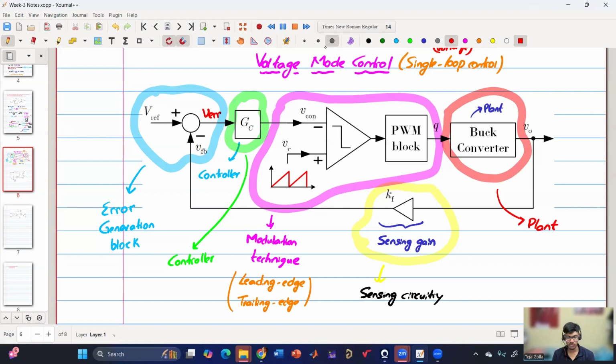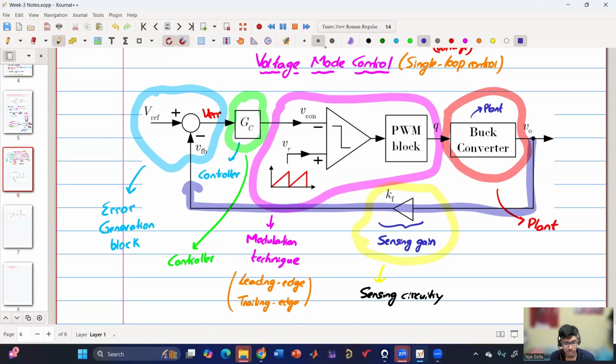Very simple and straightforward. We have one loop because, as you can see, this is the only loop. So this is the only loop, right? That's why it is called single loop control. And this single loop is voltage. So that's why it is called voltage mode control.